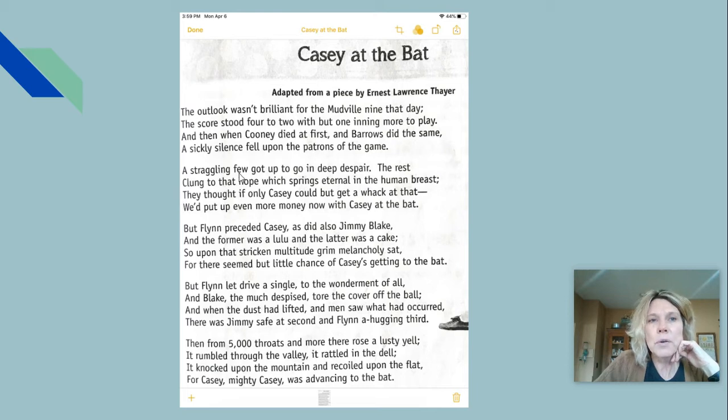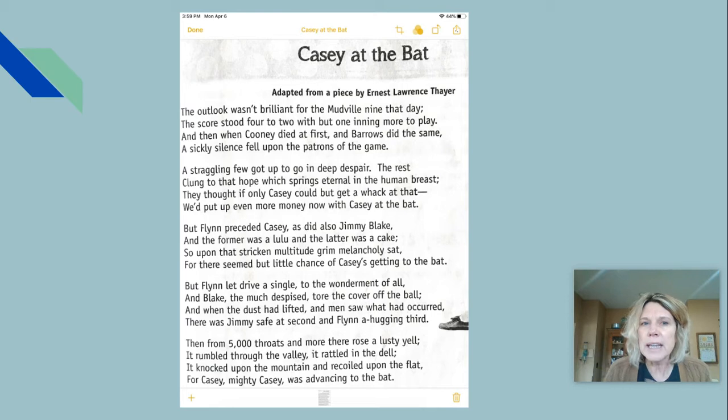A straggling few got up to go in deep despair. The rest clung to that hope which springs eternal in the human breast. Semicolon. Okay, again, it's pretty hard to get 4 in there, so let me try it. A straggling few got up to go in deep despair. The rest clung to the hope which springs eternal in the human breast. Okay, I didn't do a great job with that. So now my rhythm feels a little off, but let's go on to the next 2 lines.